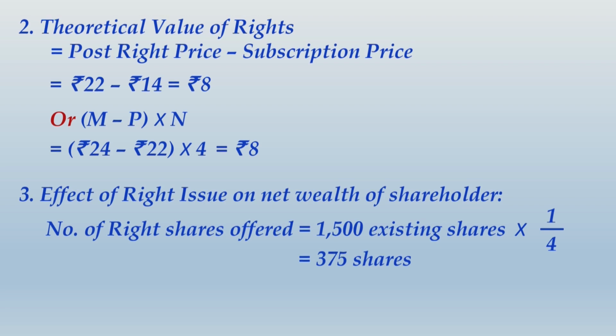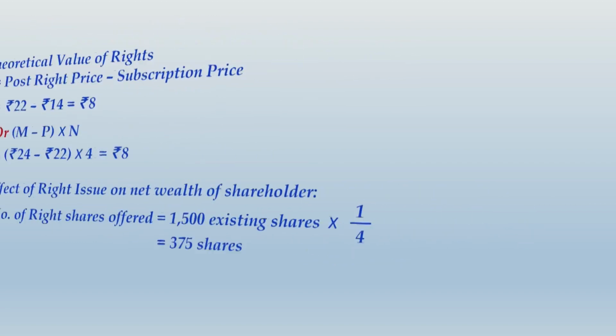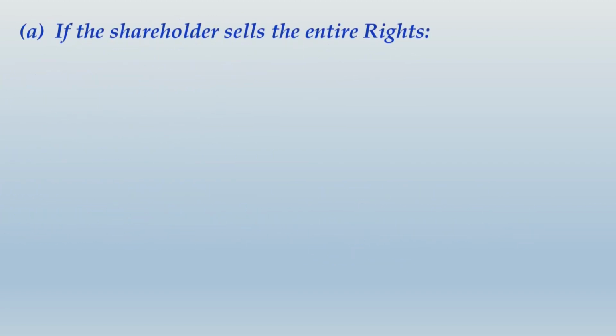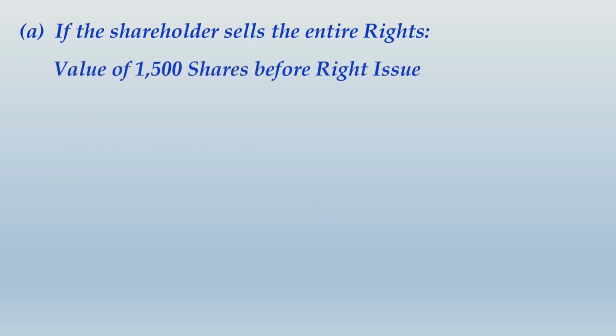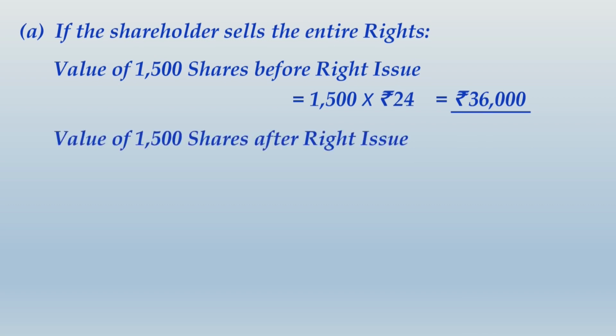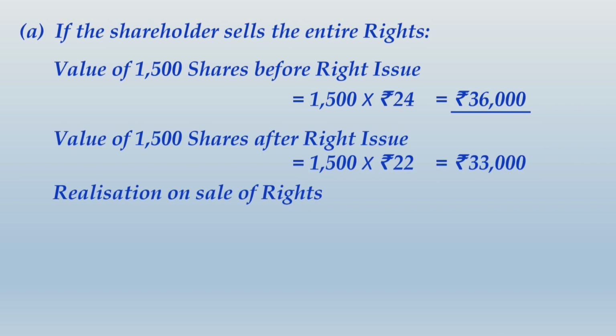Alright friends, you would have finished writing this whole thing. Let us move ahead and see the effect. So, if the shareholder sells the entire rights, what will happen? Value of 1500 shares before right issue was 1500 into 24, that is rupees 36,000. Value of 1500 shares after right issue will be 1500 into 22, and that will be rupees 33,000, and realization on sale of rights will be 375 right shares multiplied by rupees 8.